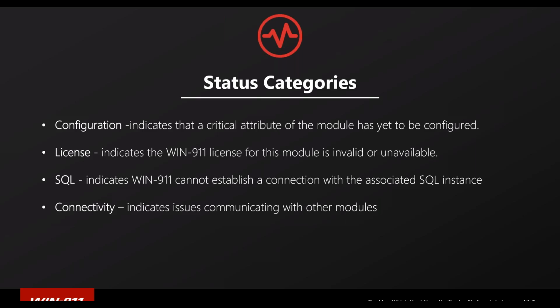Connectivity is really about the WIN-911 module's ability to communicate with other WIN-911 modules. So, for example, the dispatcher module needs to communicate with all the other data sources and notifiers within the system. The notifiers need to be able to communicate with the dispatcher. The reporting module needs to communicate with the data sources and the notifiers, and so on and so on. So if these modules can't communicate with each other, that error will be reflected in the status module, and you'll be able to pinpoint the problem to the particular module. Maybe it's a single module, maybe it's all the modules, but the status module should help you figure out those particular issues.